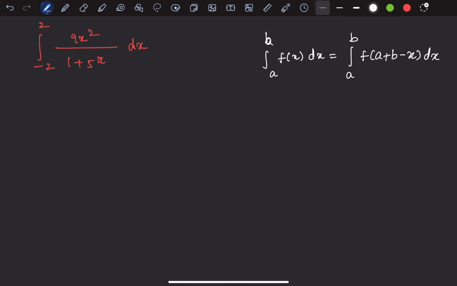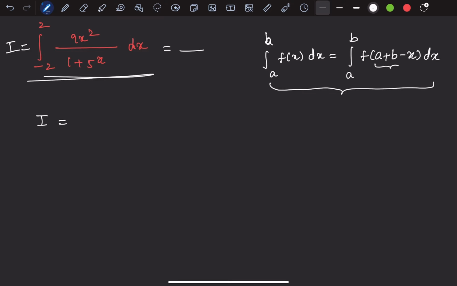So now let us move to the next question. Here you just have to evaluate the value of this particular definite integral. Let us consider the value is I. Now you can use this particular result. Your a is minus 2, b is 2, so a plus b is 0.